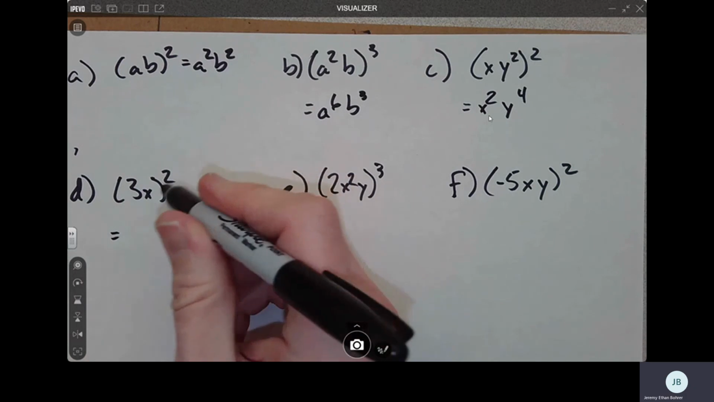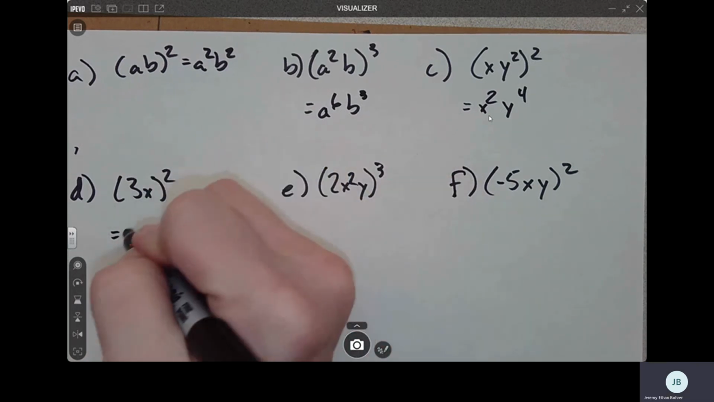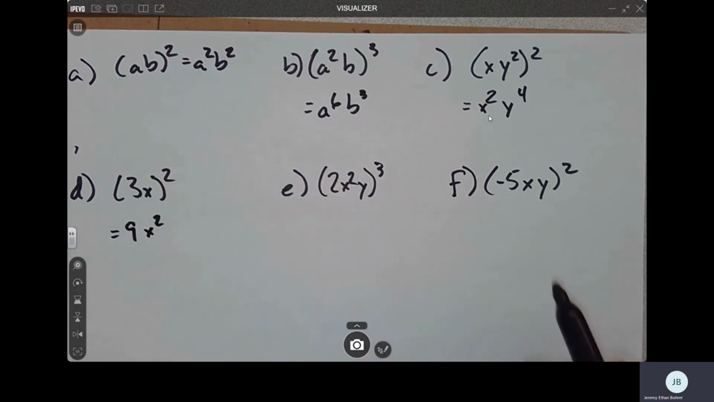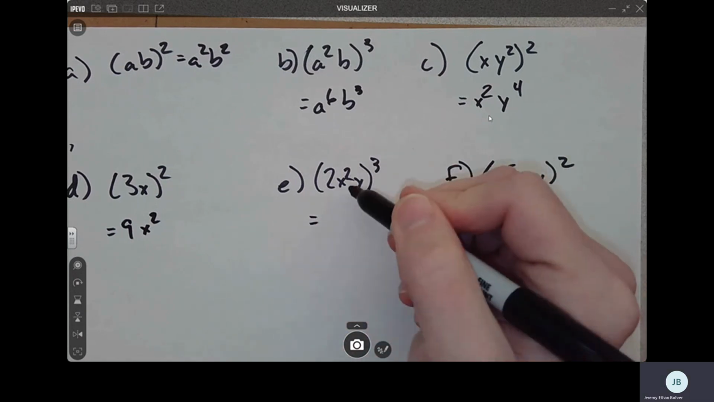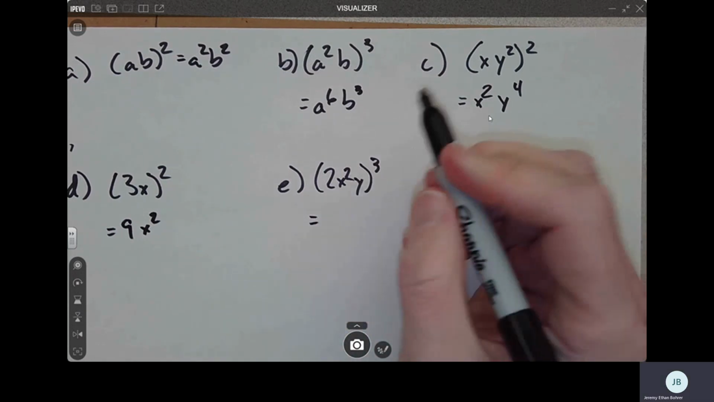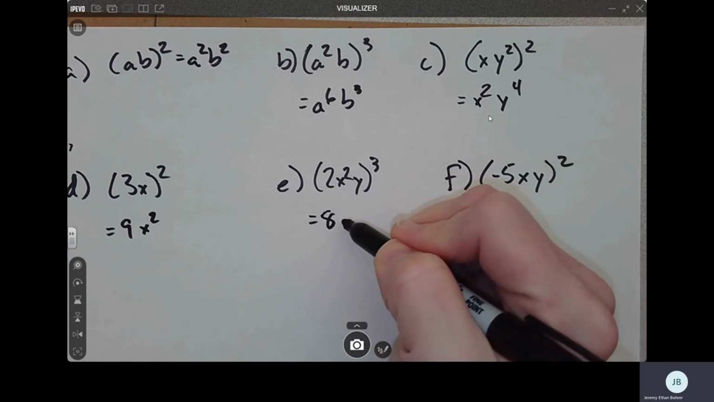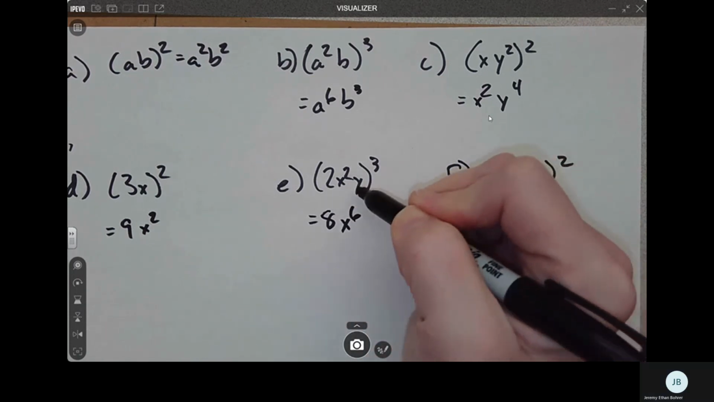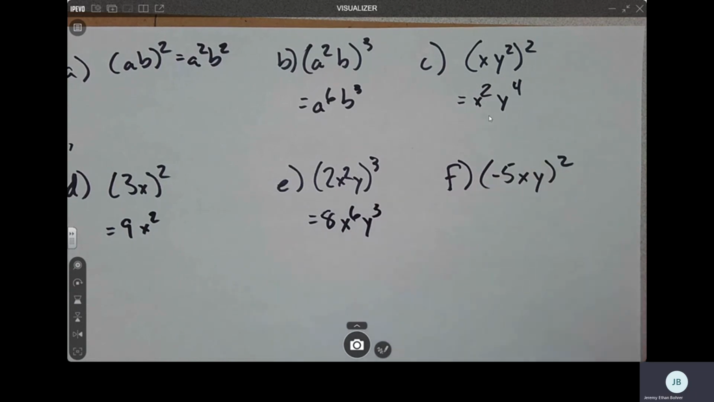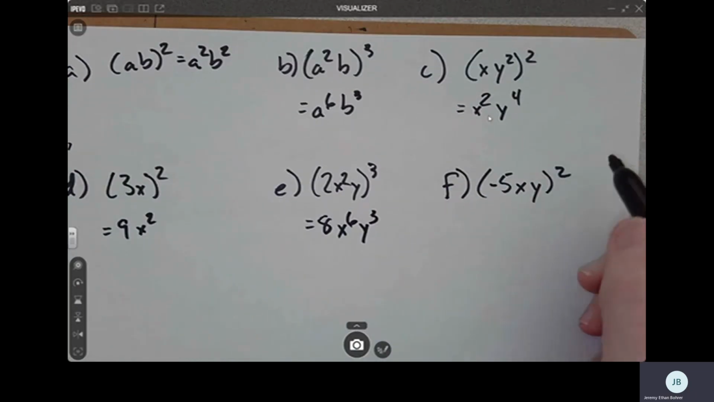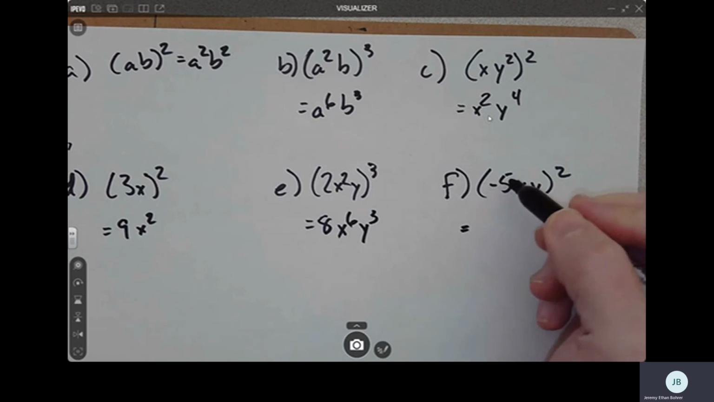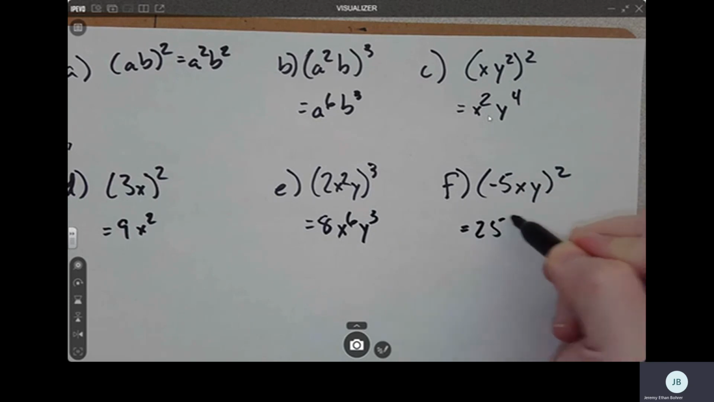3x quantity squared is 3 squared, which is 9 times x squared. 2x squared y quantity cubed is 2 cubed, which is 8. X squared cubed is x to the 2 times 3, which is 6, y cubed. And negative 5 xy squared, we just square everything in there. Negative 5 squared is 25, x squared, y squared.